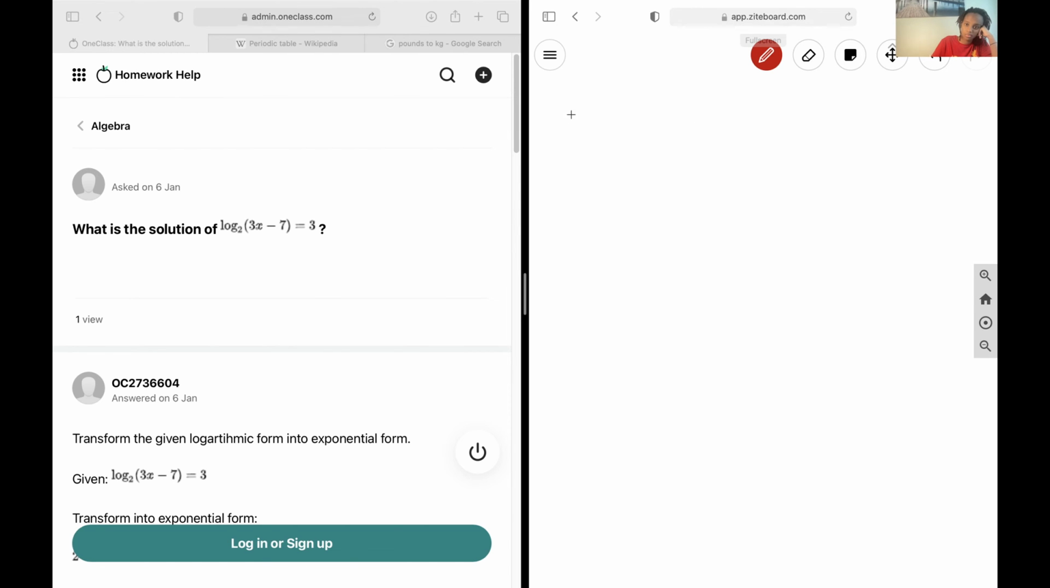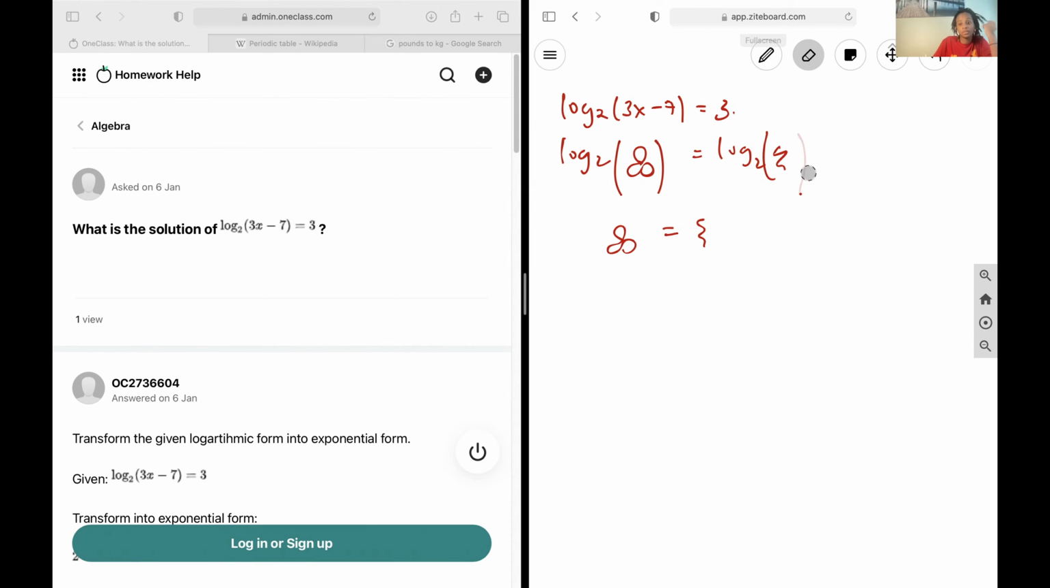Okay, next up, we have log base 2 of (3x minus 7) is equal to 3. First up, we are going to want to rewrite this in a form of log base 2 of something is equal to log base 2 of something. Let's call this one random shape and this another random shape. That would mean that those two things inside of the log base 2's must be equal to each other. And so let's go about figuring out how to do that.